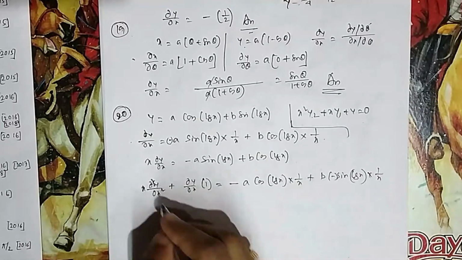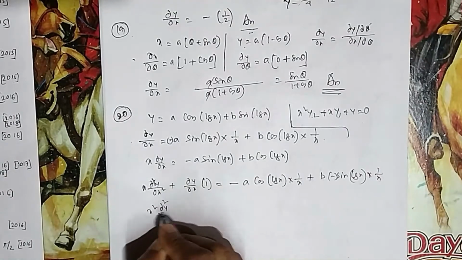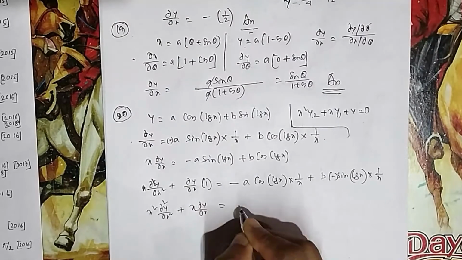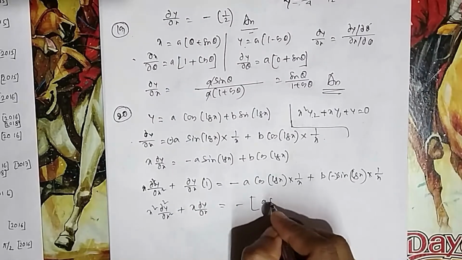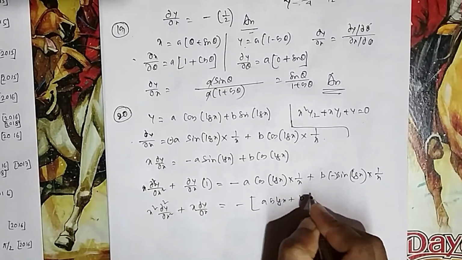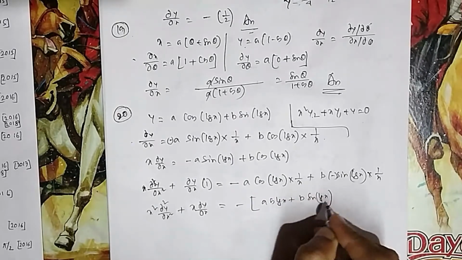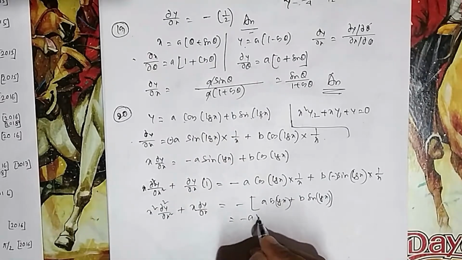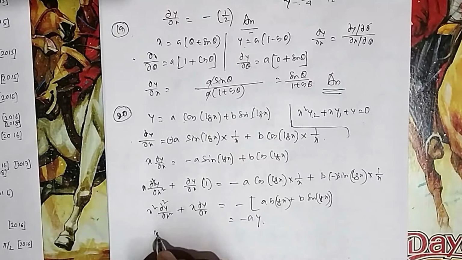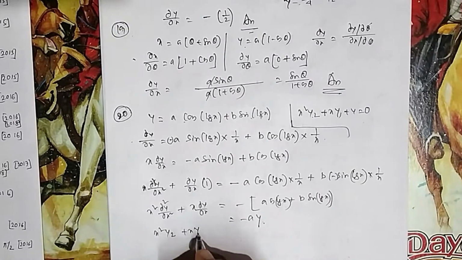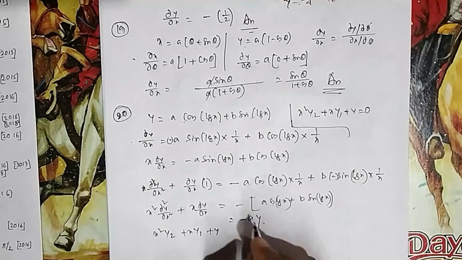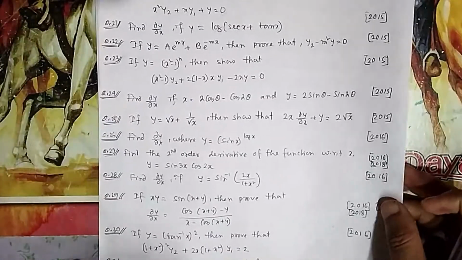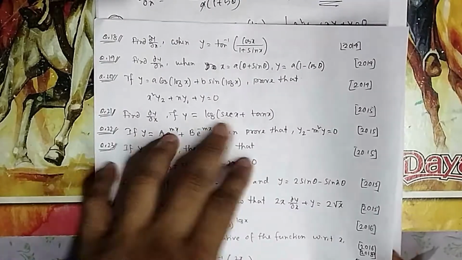So again you send this x this side, so it will be x square d square y by dx square plus x dy dx, and if you take minus common, it will be a cos log x plus b sin log x. And what is this? This is the original function. You can see a cos log x plus b sin log x, so it is minus y. So you can bring this y this side also. This one you can write y2 plus xy1 plus y is equal to 0, so it is proved.